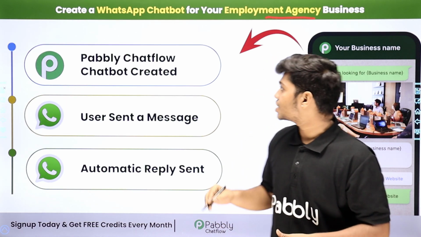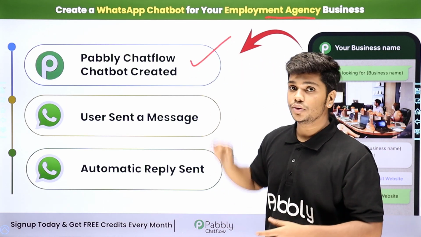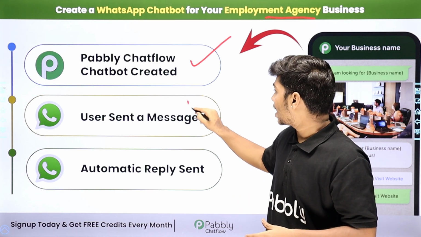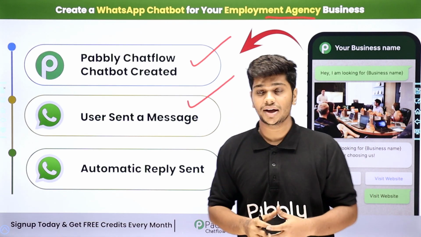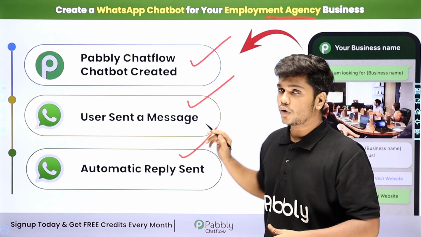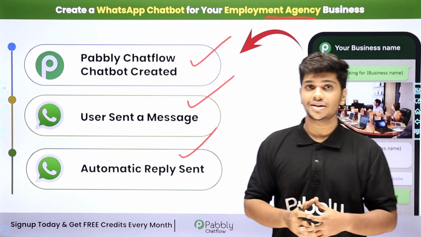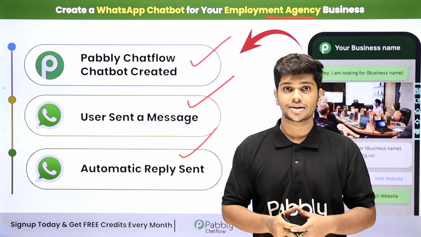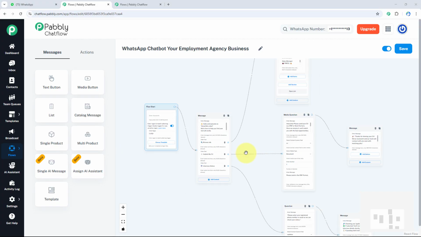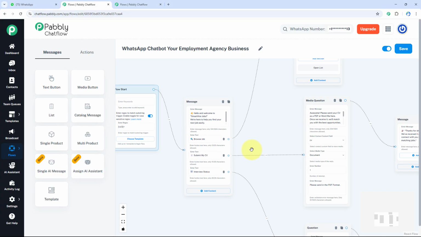First of all, we set up our chatbot using Pabbly Chatflow. Then user sends a message on WhatsApp and our chatbot instantly responds with the right information. If you also want to build this powerful automation for your business, then I'll take you to my screen for step-by-step process. So this is the chatbot that I've created using Pabbly Chatflow, and before we begin the process of creating this chatbot, let me show you how it works in real time.